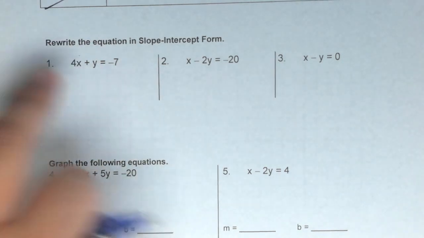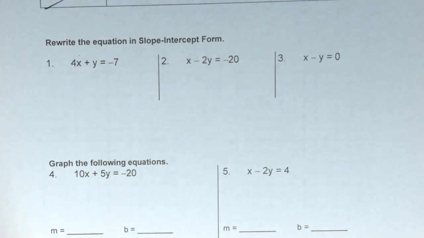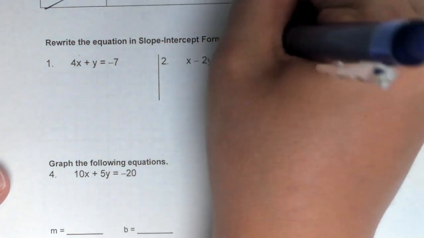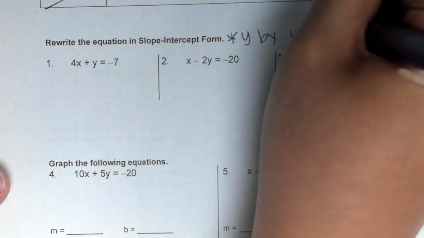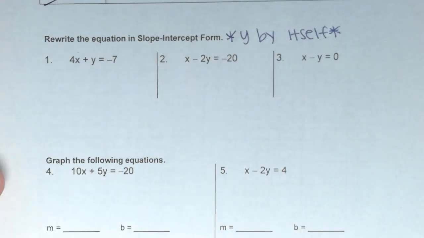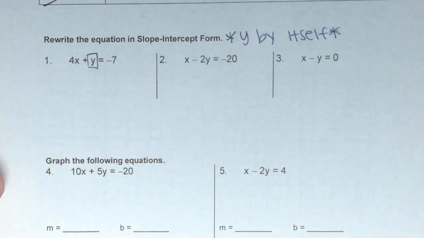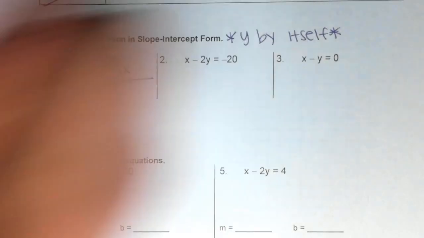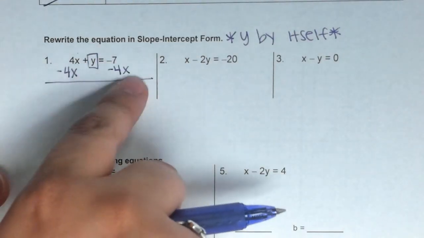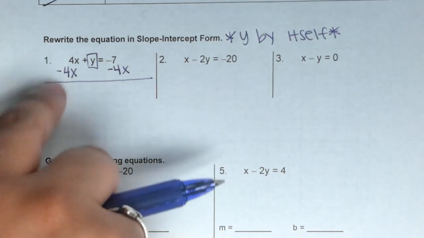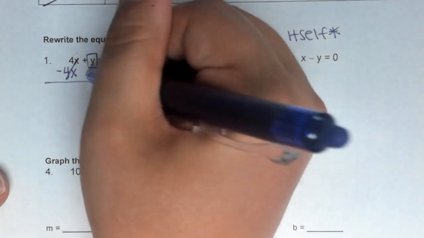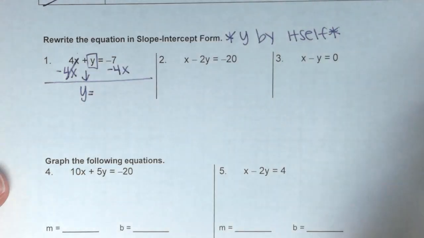So for number 1, again, what is my goal when I want to get into slope intercept form? Y by itself. That is my goal, is to get y by itself. So I always find it and box it. How can I get y by itself? -4x. And what you do to one side, do to the other. Please make sure you're writing the x. A lot of people just write -4. Don't do that. It's -4x. And what is y going to equal?